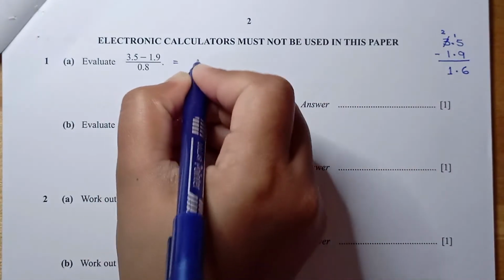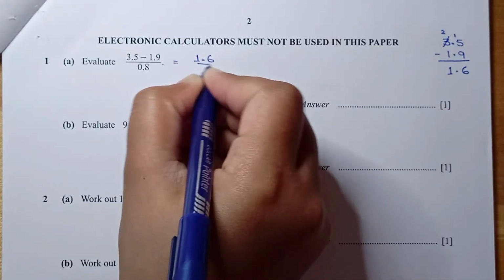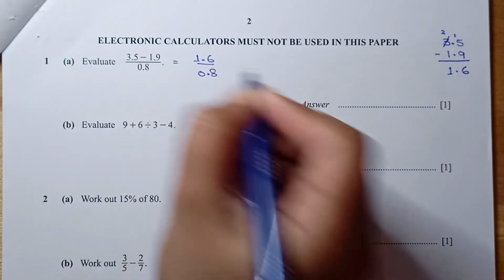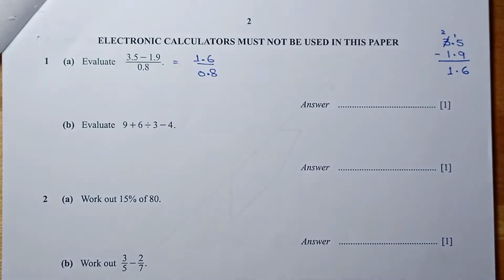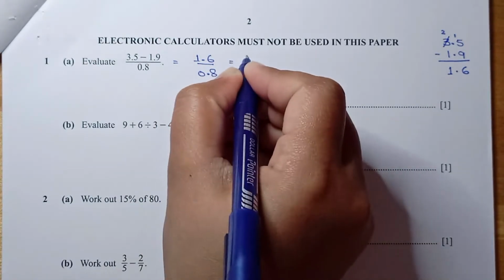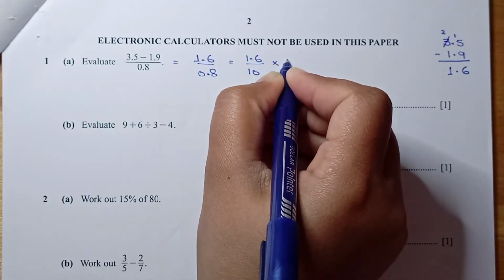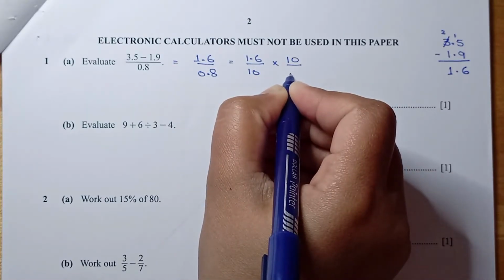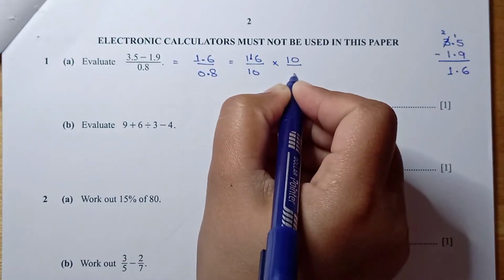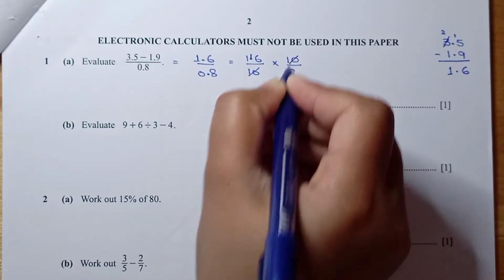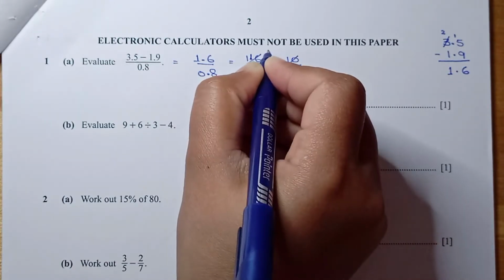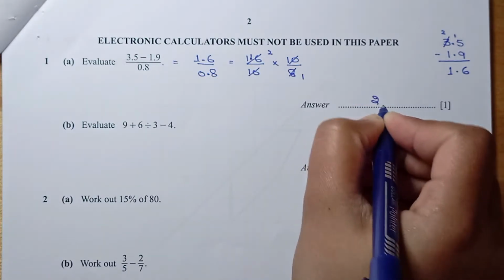So we have 1.6 divided by 0.8. To get rid of the decimal, we multiply 1.6 over 10 times 10 over 8. So we can cancel the 10. 8 times 1 is 8 and 8 times 2 would be 16. So the answer is 2.